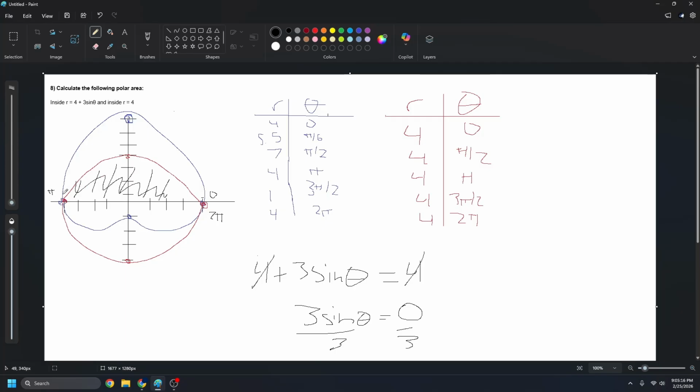Yeah. And then now we go all the way back to pi, all the way to 2 pi, circling back around. The R equation that is the most inner is the first one, so 4 plus 3 sine theta. So that is what we were going to be shading in. And yeah, that's how we would shade in our selected area.